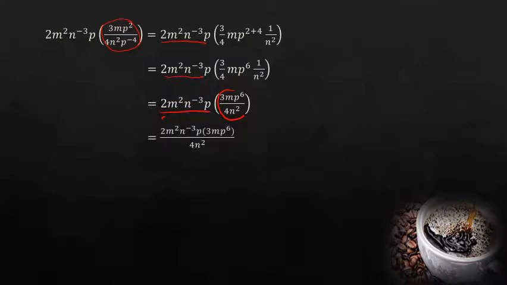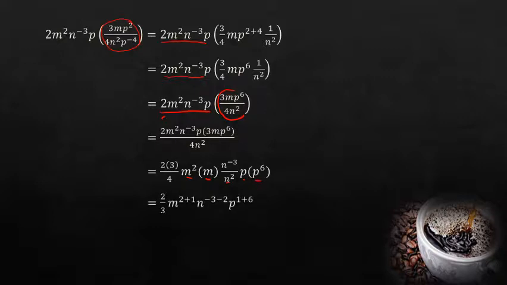So we multiply 2m squared n to the power negative 3p, multiply that to 3mp to the power 6 all over 4n squared. So now we pair off those that have similar bases. So for the constants, we have all over 4. M squared is paired with m, n to the negative 3 is paired with n squared, and p is paired with p to the power 6. So what we get, 2 times 3, that's 6 over 4. 6 and 4 are both divisible by 2. So we get, oh, this should be 3 over 2.